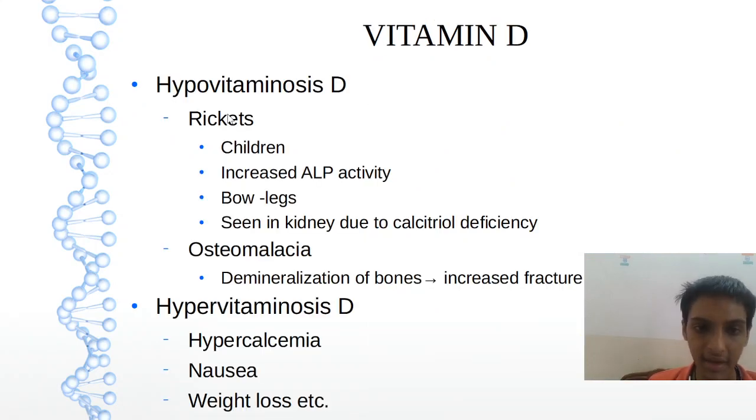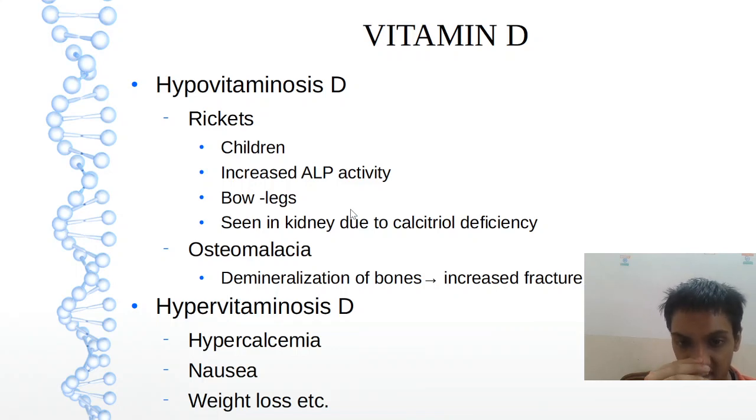And applied aspect, let us see with the rickets and osteomalacia. Rickets in children, osteomalacia in adults. That is the difference. Anyway, common thing will be increased alkaline phosphatase levels. Bow legs is an important feature.